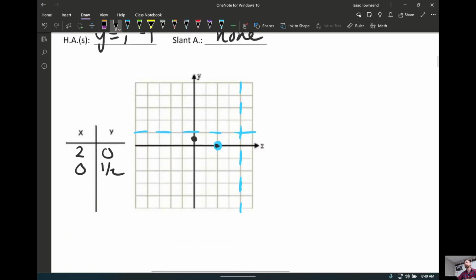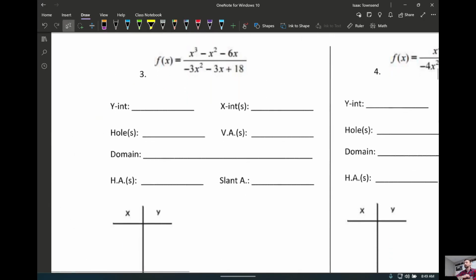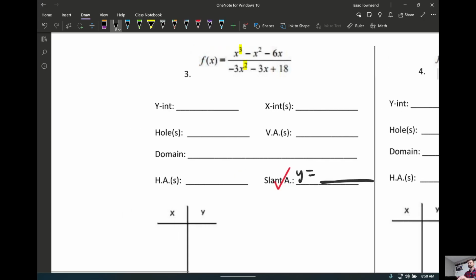Okay, let's keep going until we find one so we can at least practice one. Okay, question 3, the degree of the numerator is 3, the degree of the denominator is 2, so the degree of the numerator is 1 bigger than the degree of the denominator. So that's all I have to do to know there's a slant asymptote, but to find the equation y equals, we're going to have to do long division.